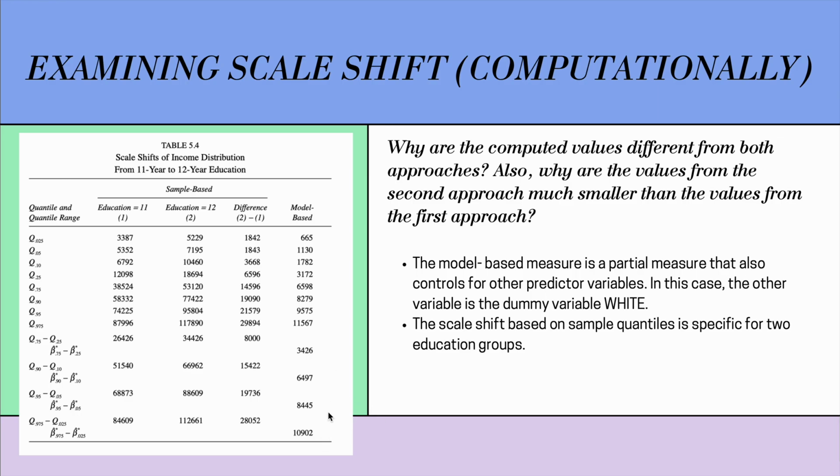So, this model-based measure is a partial measure that also controls for the other predictor variables. In this case, the other variable is a dummy variable, white. Meanwhile, the scale shift based on sample quantiles is specific for the two education groups na specify natin. So, education equals 11 and education equals 12. Although they are not equal, both are actually useful for measuring scale shift computationally.